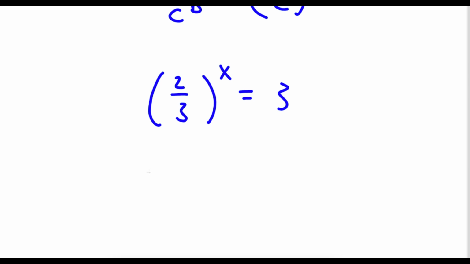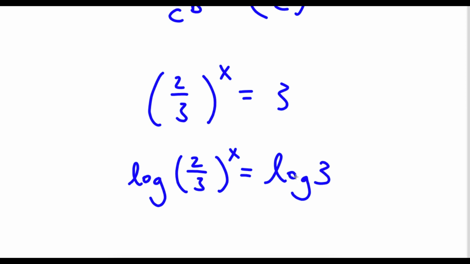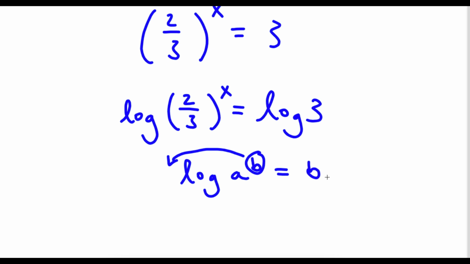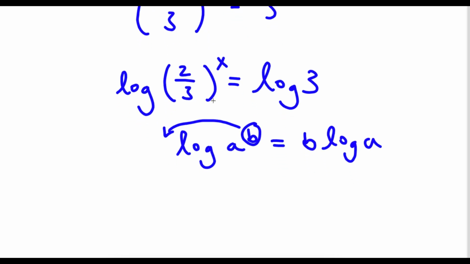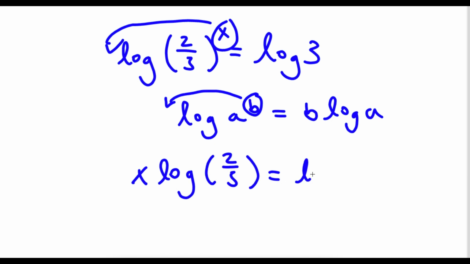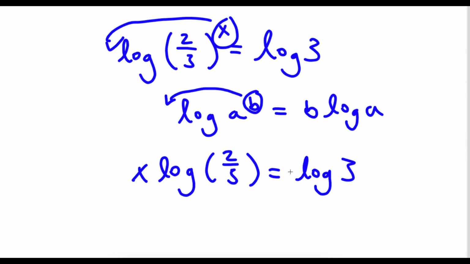Now what I'm going to do is take the log on both sides. So now I have log of 2 over 3 to the power of x is equal to log 3. Now if I have something in the form log a to the power of b, I can actually go ahead and move this exponent b to the front of the logarithm. So this would equal b times log a. So in this case, x here would be b, so I can move this exponent x to the front. So this would be x times log of 2 over 3 is equal to log 3.